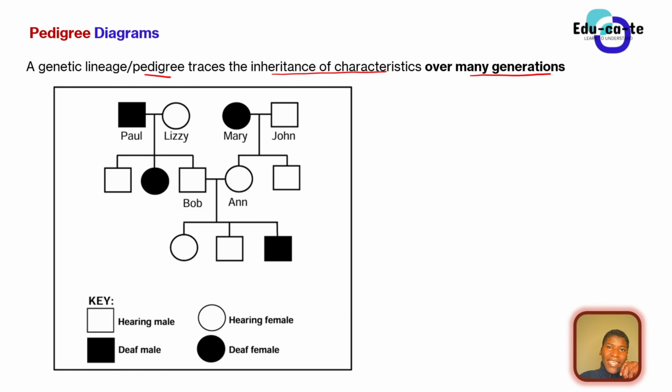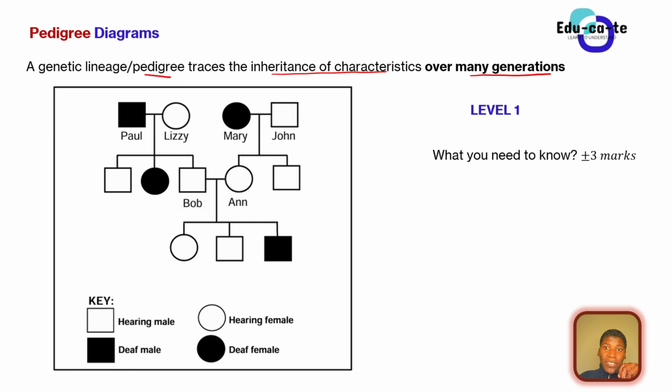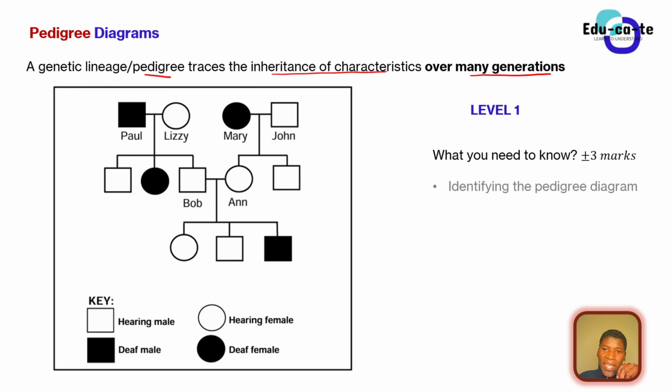In a typical exam question paper for matric, you're going to see something like this, whereby you've got squares as well as circles. Whenever you're given questions on a pedigree diagram, there are certain frameworks that you should get, such as identifying generations. Let us treat them as level 1 of answering pedigree diagram questions. Level 1 gives you around plus or minus 3 marks. Let's start with identifying that this is a pedigree diagram.